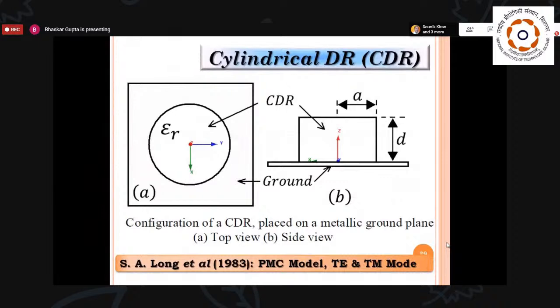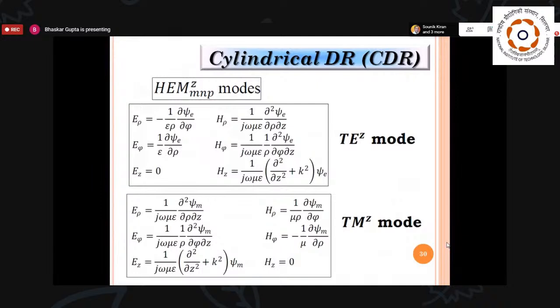Usually, in order to excite it, you have to mount it on the ground plane. So during analysis, we also consider its image, and we replace the ground plane, and the height is doubled. But as such, the ground plane must be there, and that has a very important bearing on all our results, which I'll explain in due time.